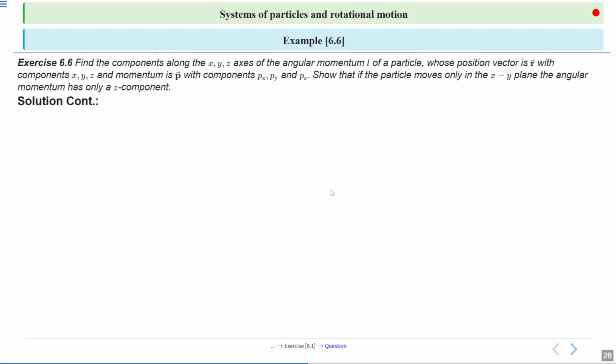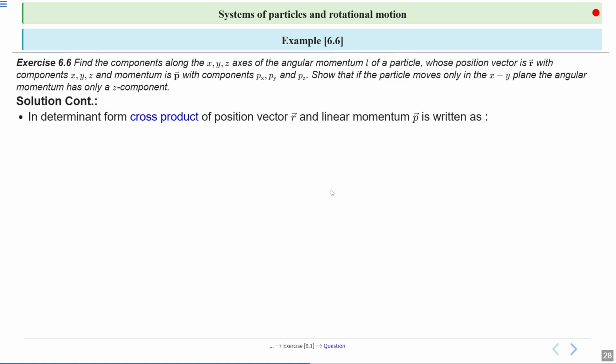Now in determinant form, cross product of the position vector and the linear momentum is written as L is equal to i cap, j cap, k cap, components of position vector x, y, z, and linear momentum px, py, pz. So taking the cross product, first i cap, so neglect this column and cross multiply second and third columns. So it will be y into pz minus z into py, minus j cap. So neglect this one and cross multiply i cap column and j cap column. So it will be x into pz minus z into px, plus k cap. Neglect this column. So it will be x into py minus y into px.